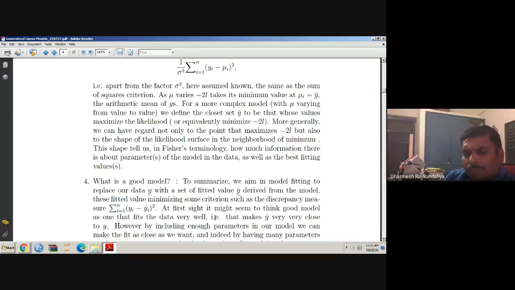So when you talk about good models, what you feel at first sight, it might seem to think of a good model as one that fits the data very well. That is, that makes ŷ very, very close to y. So when we say that the model is good, the first impression in our mind is that ŷi should be very close to y, and if you get ŷi very close to y, we say that whatever model we obtain, that model is good.